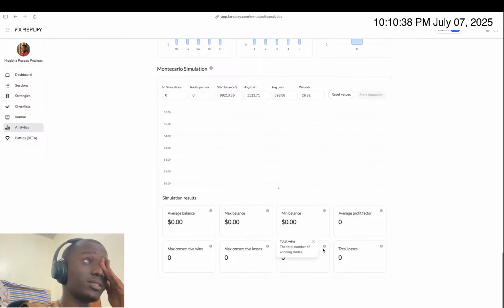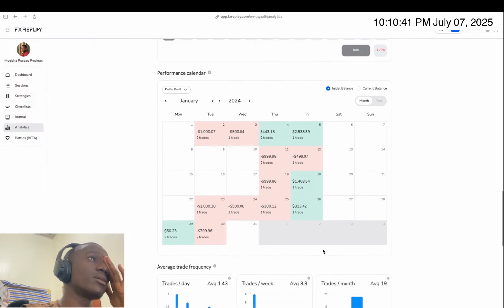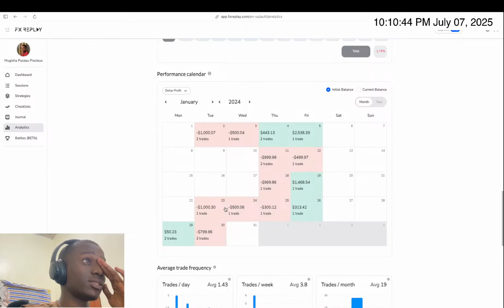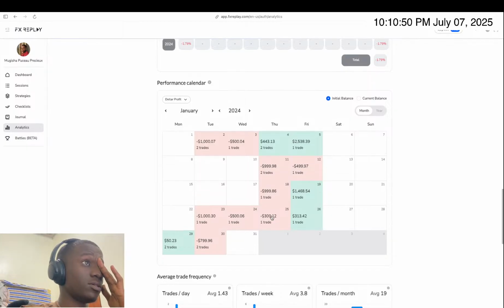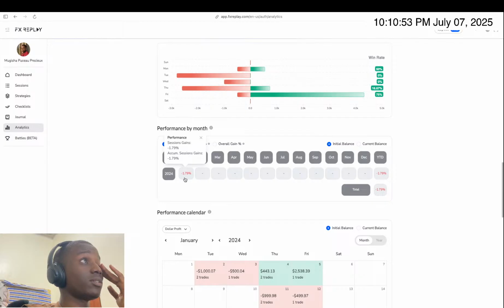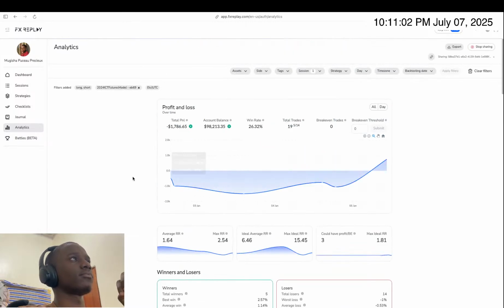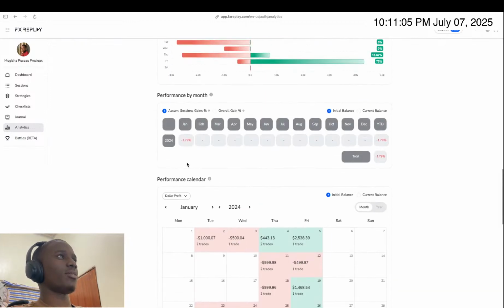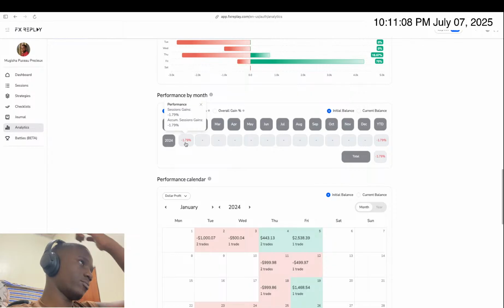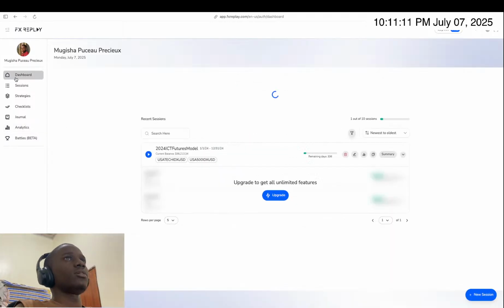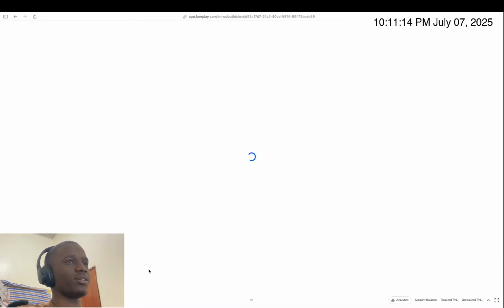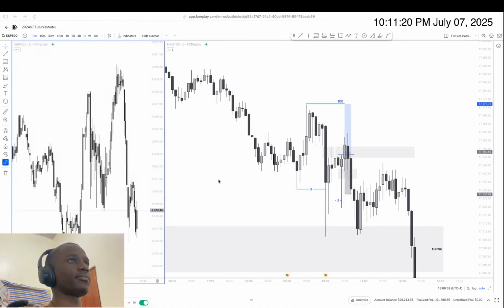Into the analytics, let's see how much we've lost this month. We had the crazy month here. You can see how these months are looking really bad. But looking here, we have 1.79. So we're down 2% for the month. Yeah, for January. So let's see if we can find another small entry, and then we might be done for the day.